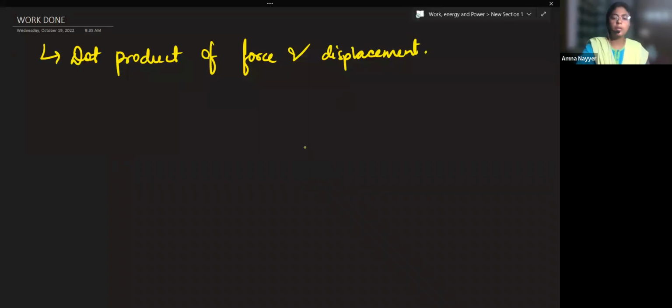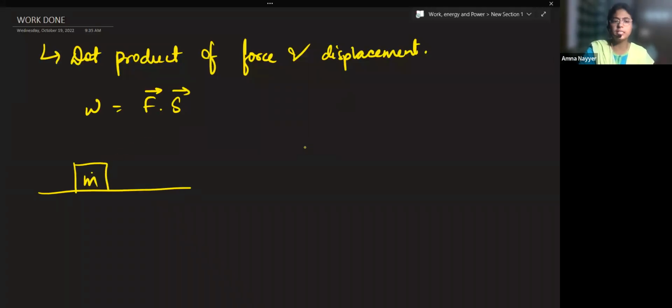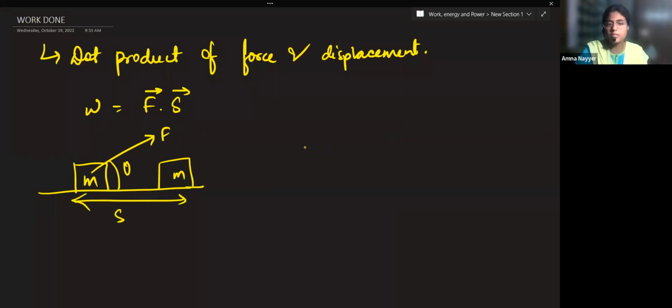So dot product, we have seen work done will simply be force and the dot product of the displacement it has occurred. For example, if I say a block is there of mass m, some force I have applied to this block. Let's say it is making an angle of theta with the x-axis. Due to application of the force that I have applied to it, this block of mass m moved forward. So there was a displacement that was observed.